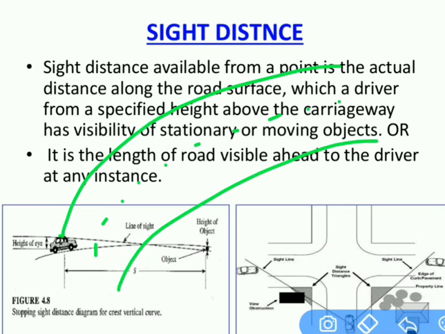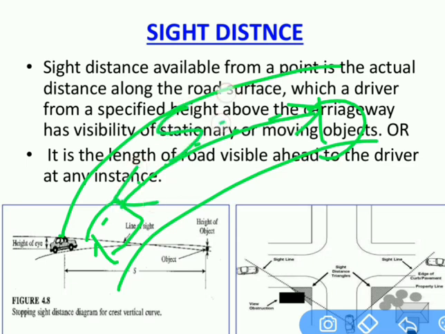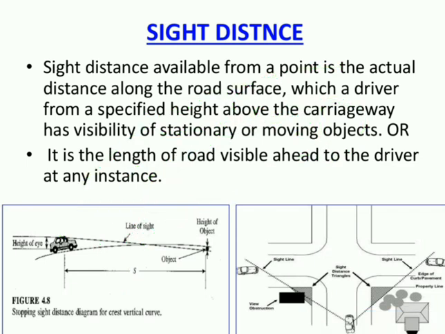That's it. For example, here we have one vehicle, right? So here what is the sight distance? See here, the actual distance, the available distance between these two, that is sight distance. How much distance is available on the road to sight the object? That may be a stationary object, that may be a moving object. That is the sight distance.